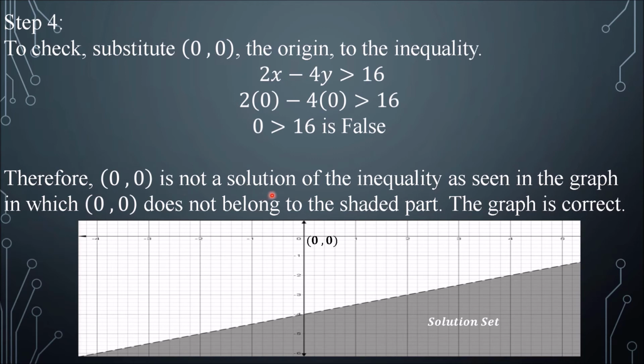0, 0 is not a solution of the inequality, as seen in the graph. As you can see, 0, 0 does not belong to the shaded part. The graph is correct.